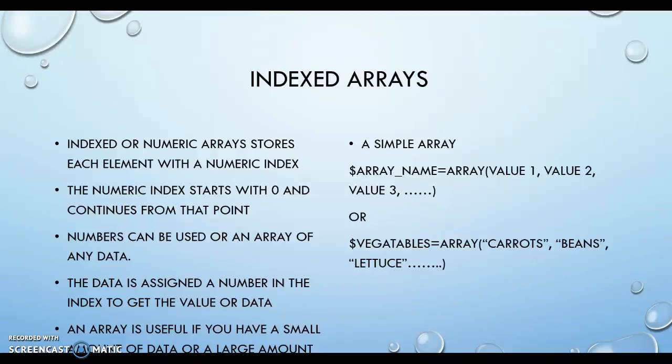In the example above, I've put an example of a simple array, which would be this one up here, how it's simply arranged. And in the bottom there's another one with actual things in it, and that is written down here, and each one of those would be assigned a numeric index. So in this case, carrots would be 0, beans would be 1, and lettuce would be 2. In the next slide, I will show the same array, but the values are manually assigned.